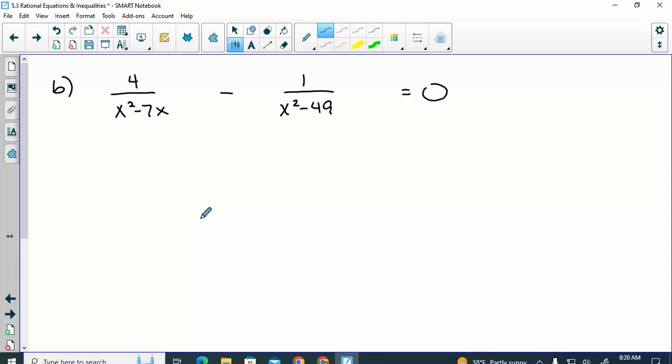Would we factor it? Yes. We don't want to make our problem harder than it has to be. So it helps if your denominators are factored first. X squared minus 7x, what could you do to factor that? Greatest common factor of x. How do you factor x squared minus 49? Difference of squares. 7 and negative 7.